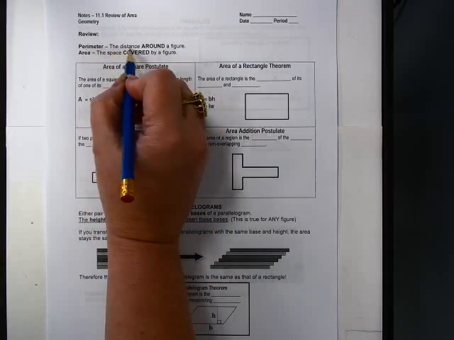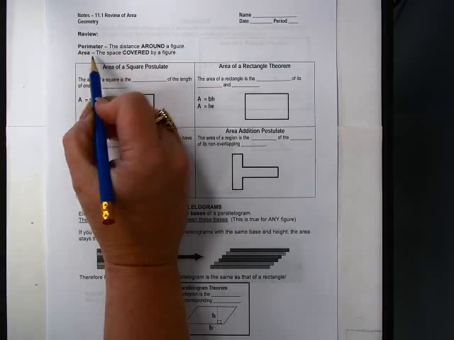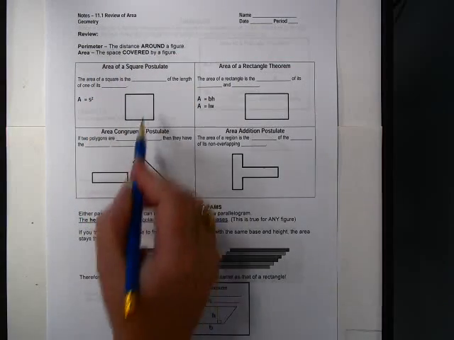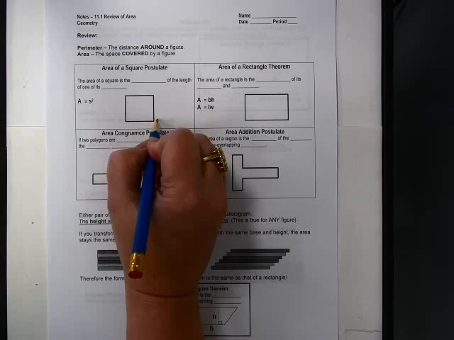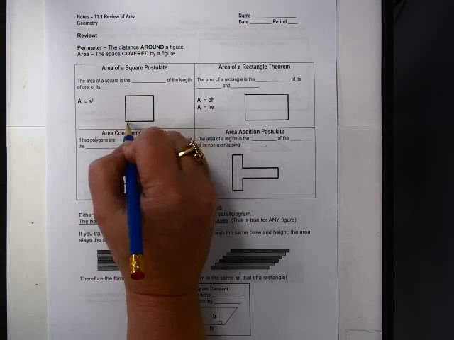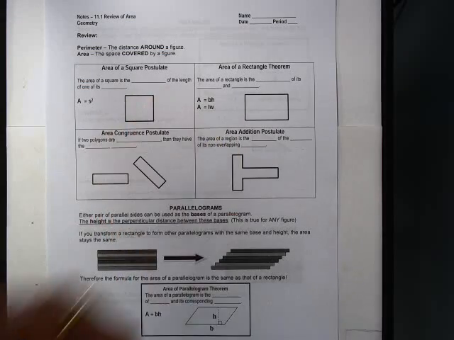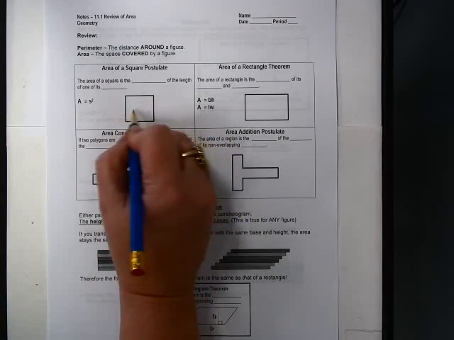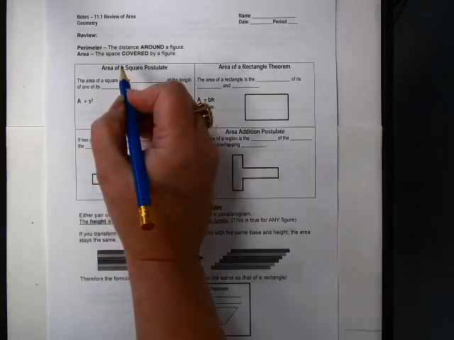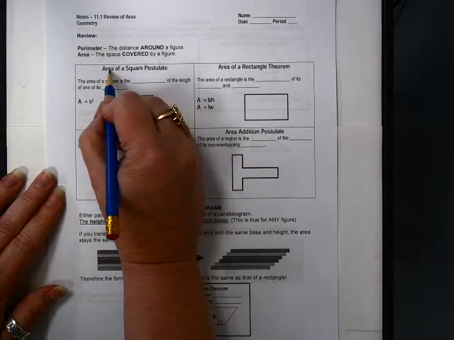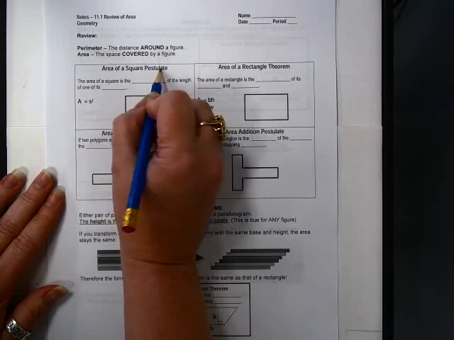Perimeter is the distance around a figure, and area is all the space that's covered inside of the figure. So perimeter is around, and it's measured in units, and area is the space inside, which is measured in square units. Okay, so here we have the area of a square postulate.